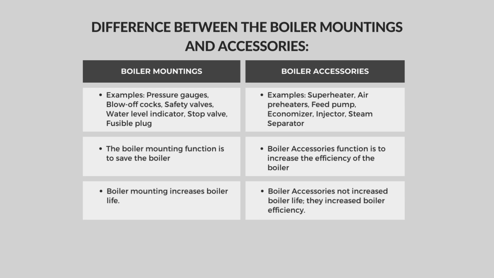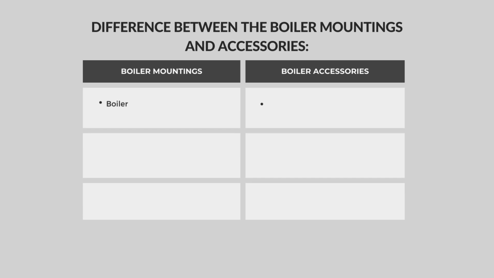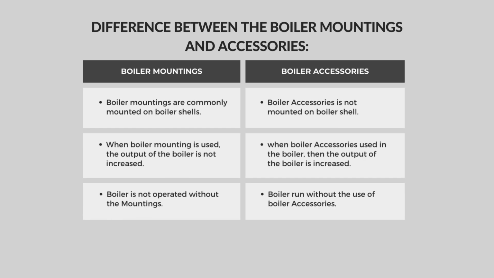Boiler mountings increase the boiler life, but boiler accessories do not increase the boiler life, they increase the boiler efficiency. Boiler mountings are commonly mounted on the boiler shell, but boiler accessories are not mounted on the boiler shell. When boiler mounting is used, the output of the boiler is not increased, but when boiler accessories are used in the boiler, then the output of the boiler is increased. The boiler cannot be operated without the mountings, but the boiler can run without the use of boiler accessories.